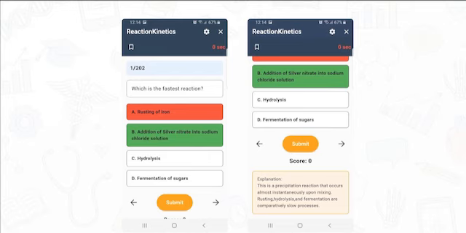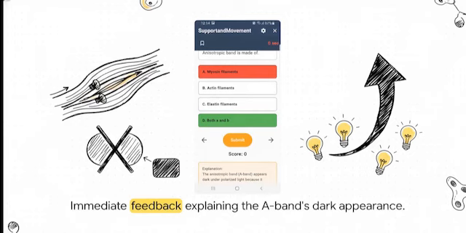Let's say you're doing a reaction kinetics question, and you mistakenly guess rusting of iron for the fastest reaction. The system stops you right away and explains that adding silver nitrate to sodium chloride is actually a near instantaneous precipitation reaction. It corrects your misunderstanding right on the spot. This exact same rigorous feedback applies everywhere.